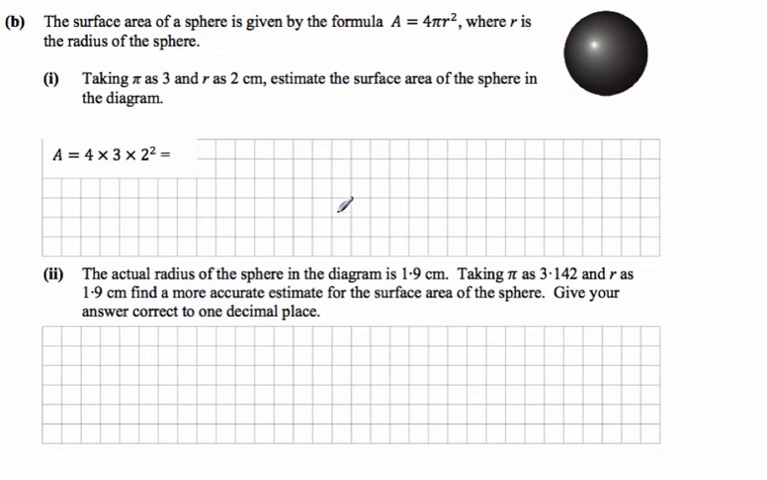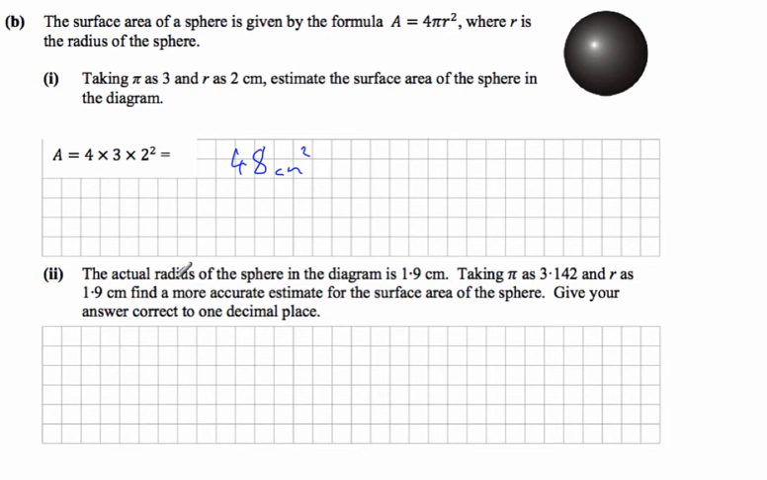Part B says the surface area of a sphere is given by the formula A equals 4 pi r squared, where r is the radius of the sphere. Taking pi as 3 and r as 2, estimate the surface area of the sphere in the diagram. Okay, so we put this into our calculator, 4 by 3 by 2 squared. And that gives us 48. Now if it's surface area, that will be 48 centimetres squared.